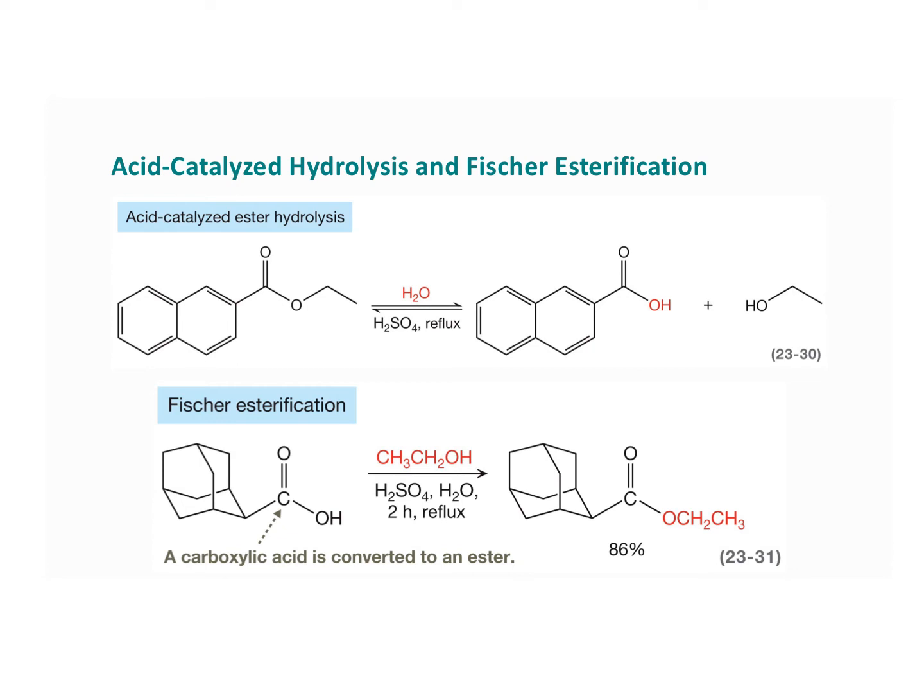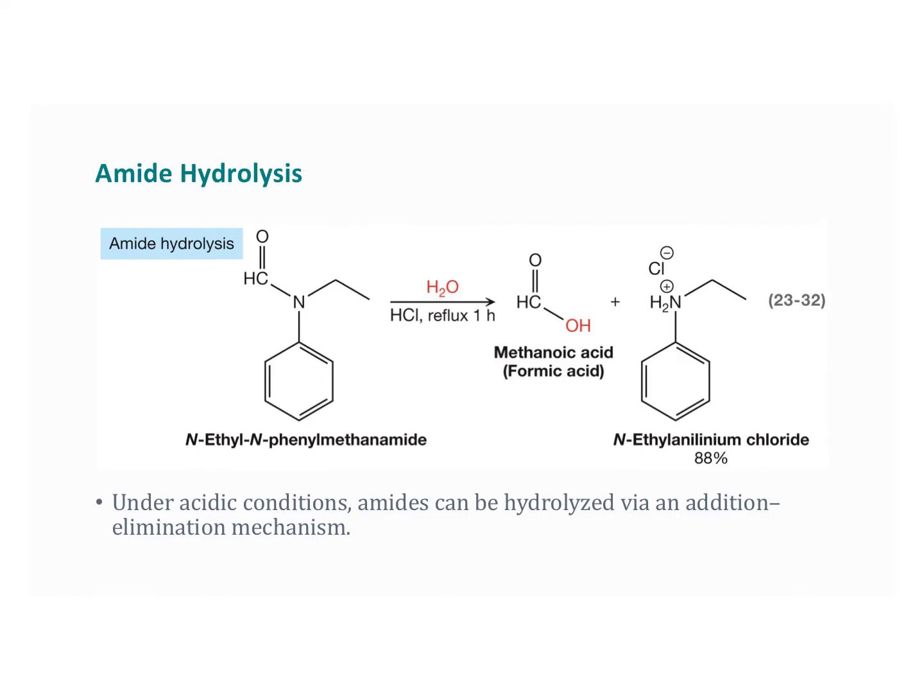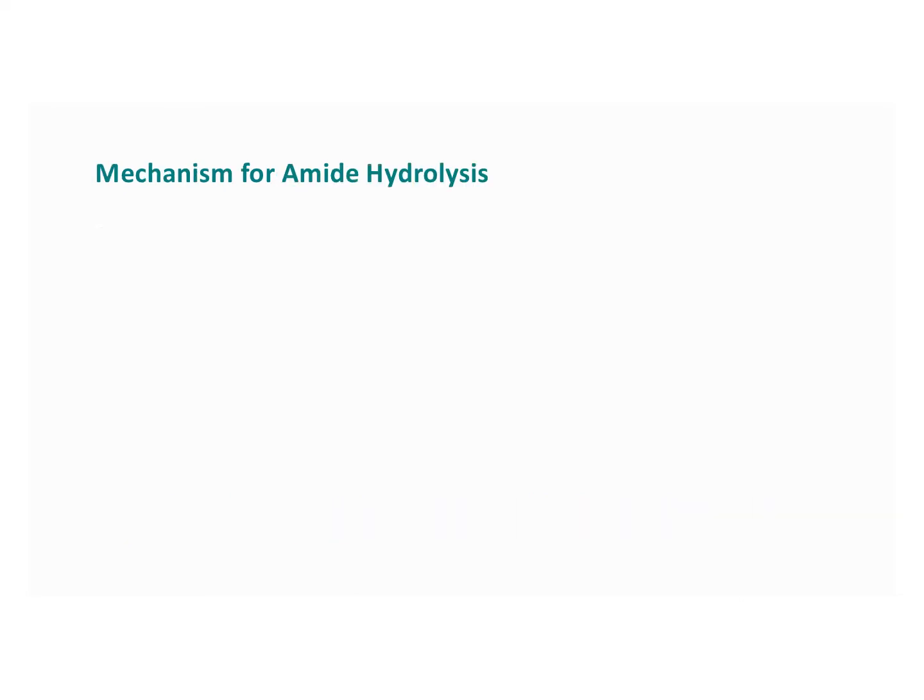Now, acyl substitutions under acidic conditions are not limited to esters and carboxylic acids. Amides, which are even less reactive than esters or carboxylic acids, do not react with weak nucleophiles under normal conditions either. So, under acidic conditions, the amides can undergo hydrolysis to produce a carboxylic acid. And that's what we're seeing here. So the acidic conditions here are super important. So let's look at that mechanism.